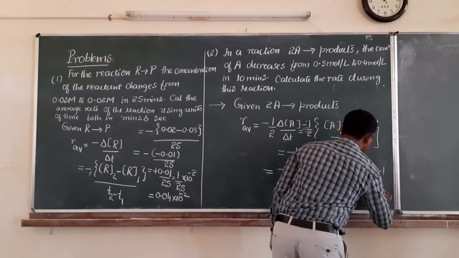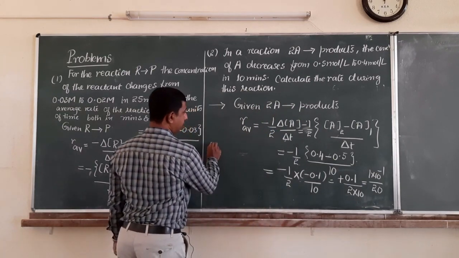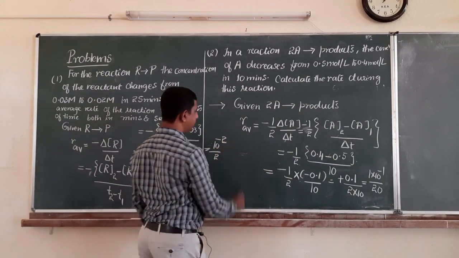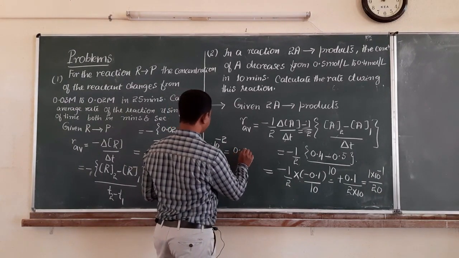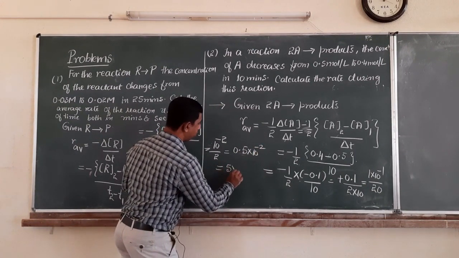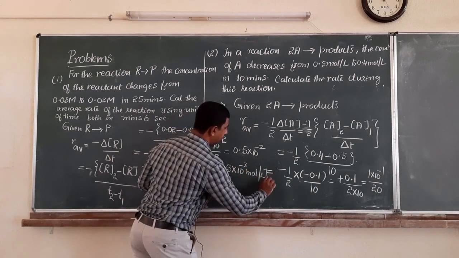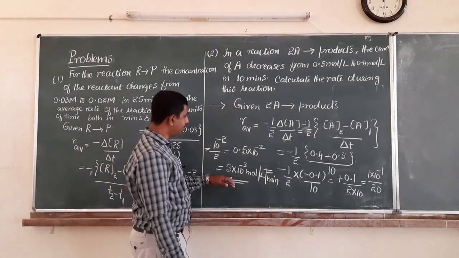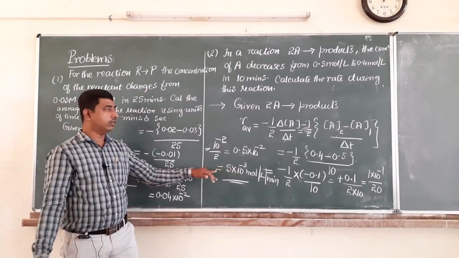minus 1 by 20, or it is 10 to the power minus 2 by 2, or it is equal to 0.5 into 10 to the power minus 2, or it is equal to 5 into 10 to the power minus 3 mole per liter per minute. So final answer, it is 5 into 10 to the power minus 3 mole per liter per minute.